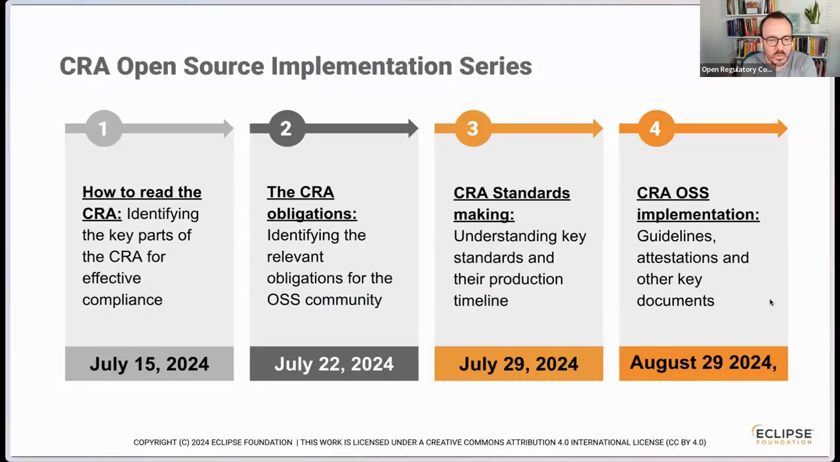So we organized a series of webinars into four different sessions. We started off with a session that Enzo led on learning how to read the CRA. Last week, we had a session where Benjamin Burgles from the European Commission gave us an overview of the CRA's obligations, in particular those that were relevant to the open source community. We're going to continue with the session today, and then a fourth session at the end of August. There will probably be future sessions coming up as well.